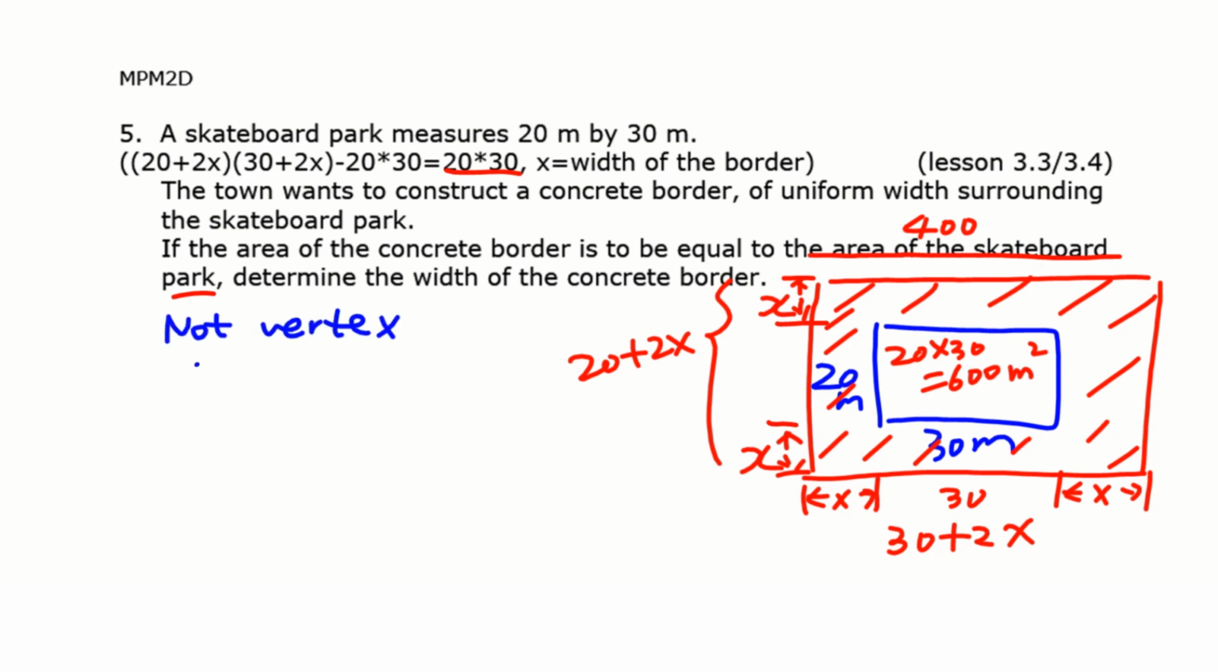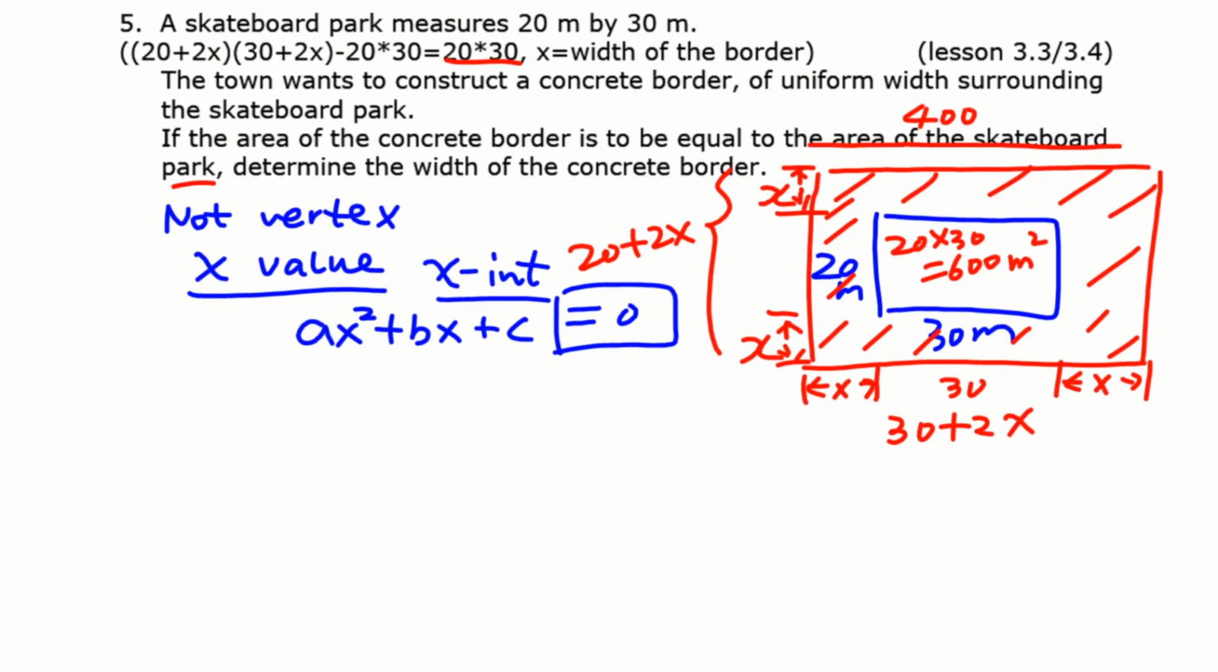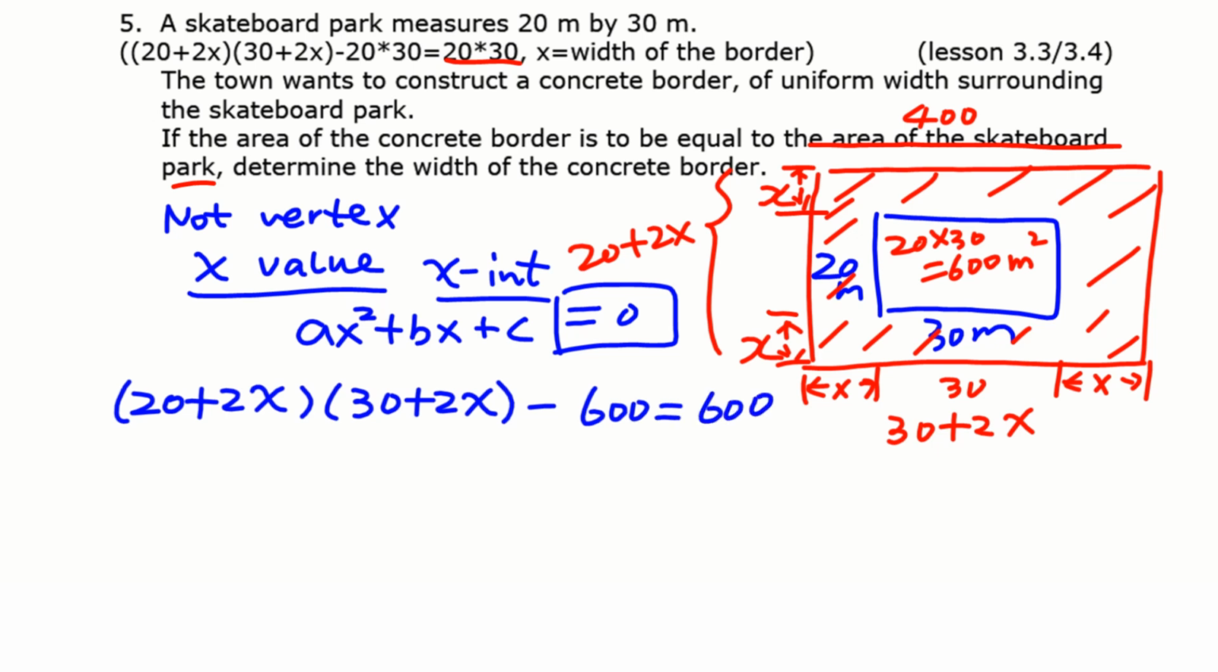Then you are looking for the x value. It means just use a method for finding the x-intercept, factoring or the quadratic formula. No matter what, one side needs to be 0. We want to write it in standard form. So we expand that one, get rid of the brackets. So (20 plus 2x)(30 plus 2x) minus 600 equals 600.